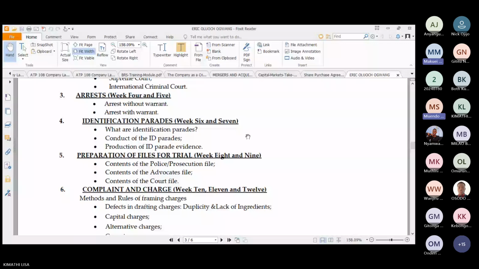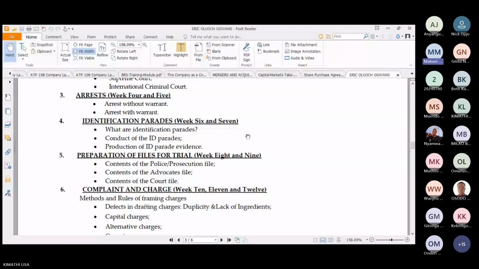Yes, Sharon, your hand was up. Yes, I wanted to ask if the advocate's file should have the list of authorities or the written notes, which is the opinion that was given to the accused. Not necessarily, but if it is there, it doesn't harm the case in any way whatsoever. So yes, it is not mandatory, but it can be there as well.